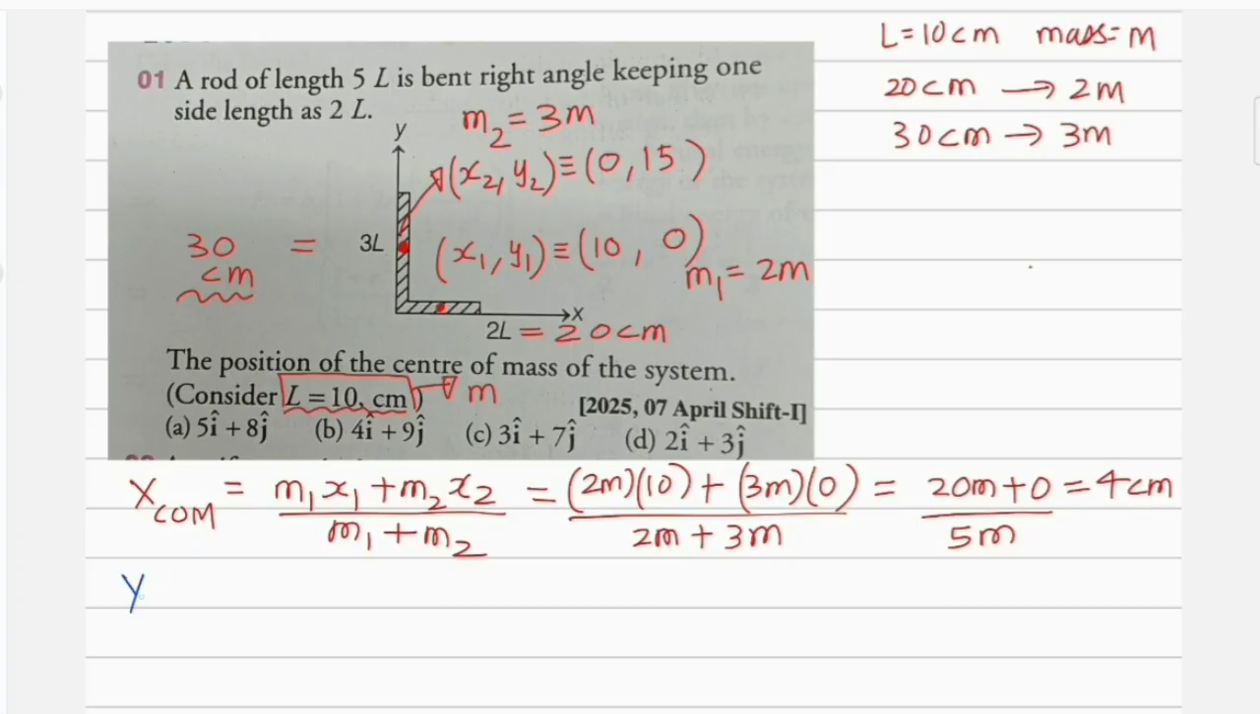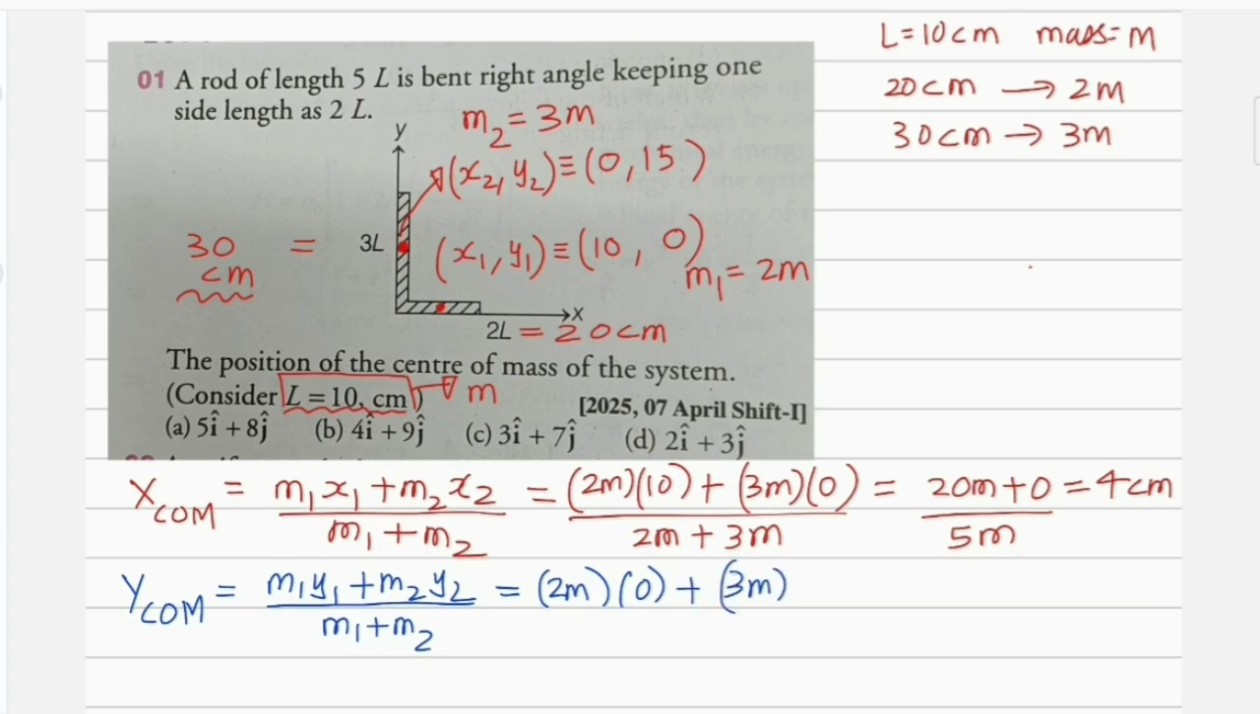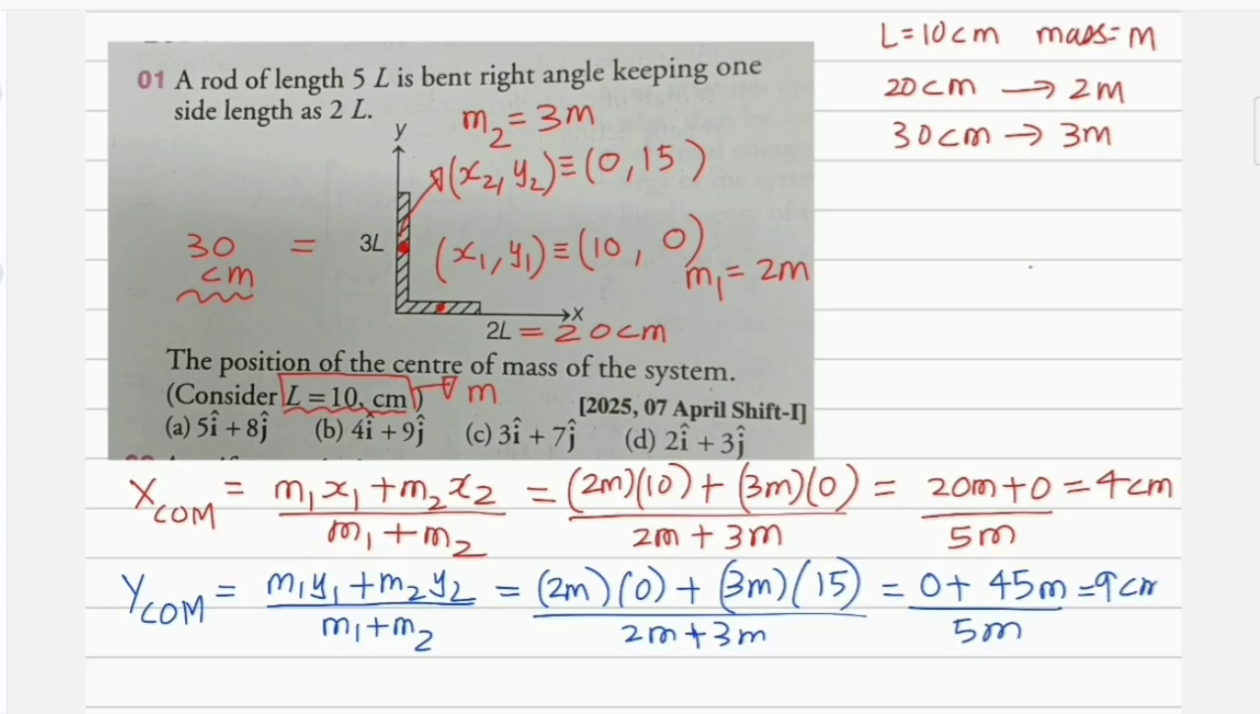What about the center of mass y coordinate? Y COM will be m1 y1 plus m2 y2 divided by the total mass m1 plus m2. What is m1? 2m, y1 is 0, plus m2 which is 3m, y2 is 15, the whole over 2m plus 3m. So this is now 0 plus 45m divided by 5m. This should give you 9 centimeters, students.